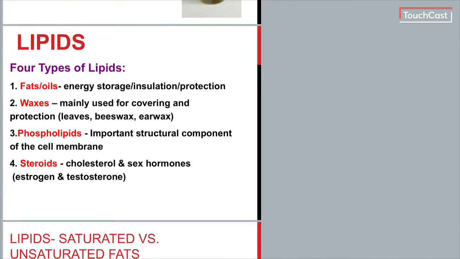We have phospholipids, and this is an important structural component of our cell membrane. It protects and allows different things in and out of our cells based on the lipid properties. And then our last one is steroids, like cholesterol and sex hormones, estrogen and testosterone. These are all composed of lipids.